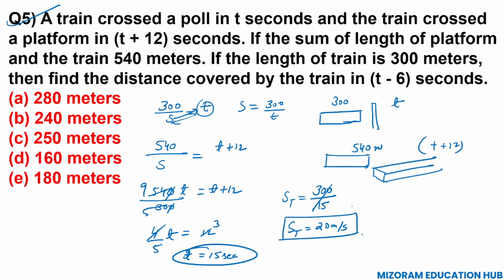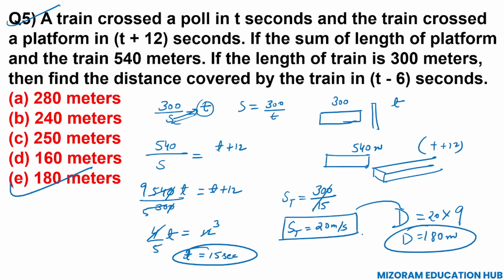Find the distance covered by the train in T minus 6 seconds. Distance is the speed of the train into time, and time is T minus 6. T is 15, and 15 minus 6 is 9. The speed we found is 20. So 9 times 20 is 180 meters. So the distance is 180 meters, which is the correct answer.